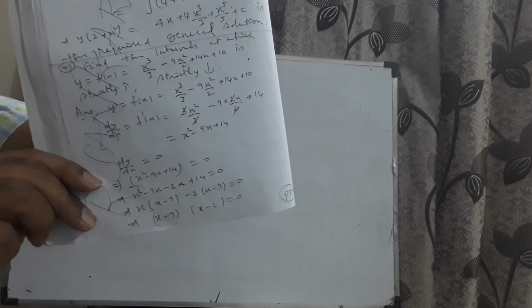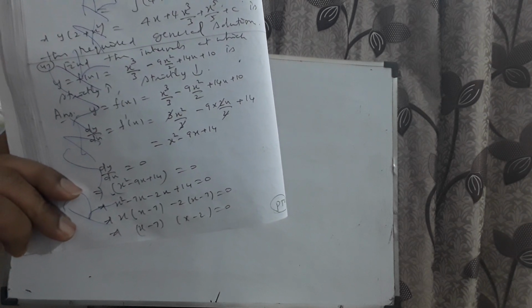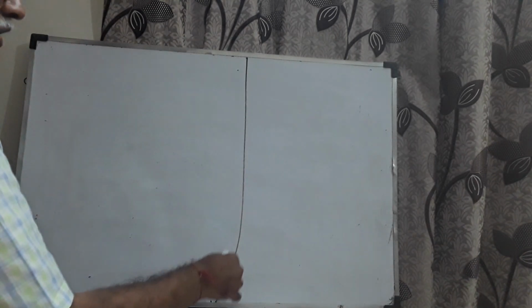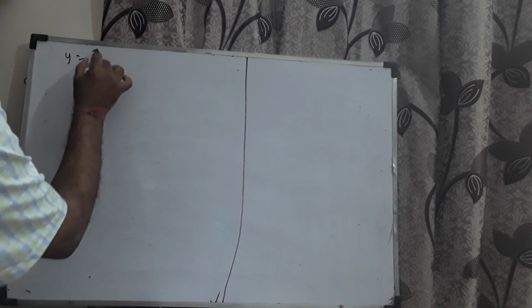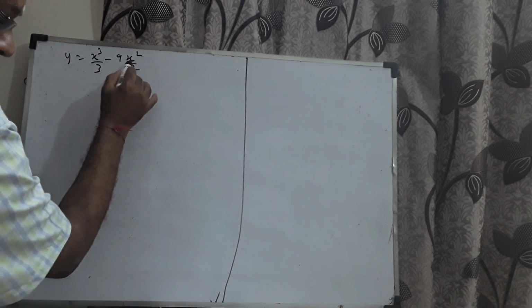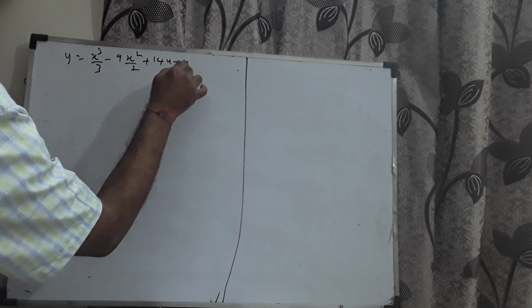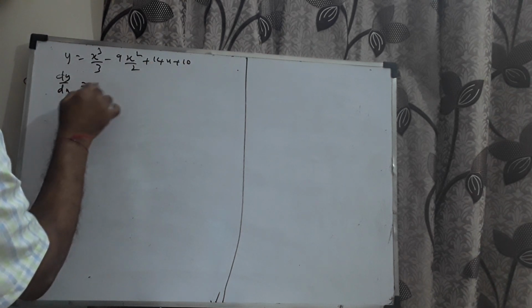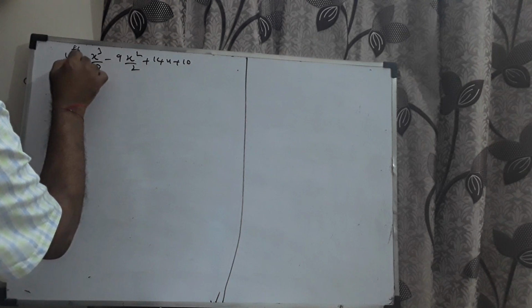This is the question. You know already, if dy by dx is strictly greater than 0, the particular function is strictly increasing in that interval. If dy by dx is strictly less than 0, the particular function is strictly decreasing in that interval. Now y is equal to x cube by 3 minus 9x square by 2 plus 14x plus 10.